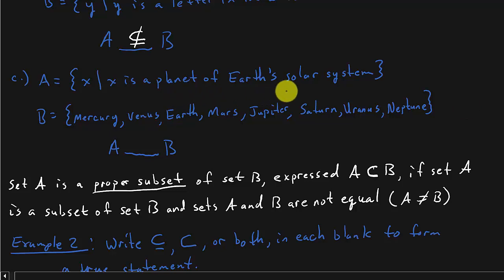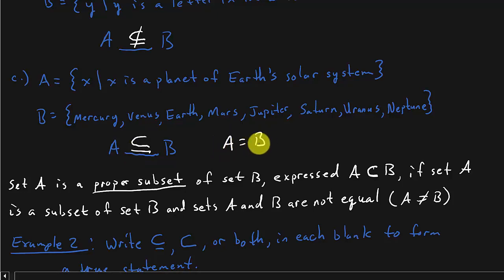All right, well, what are all the planets in the solar system? Well, that's all of these that are listed in B. So every element of A is in B. So we would say that A is a subset of B. Okay. What is the set A if we list it out? Well, that's Mercury, Venus, Earth, Mars, Jupiter, Saturn, Uranus, and Neptune. And that's exactly the same set as B, so we say that they're subsets of each other. And if you remember from the last lesson, what else could we say? I know it doesn't ask this, but let's just look at it.